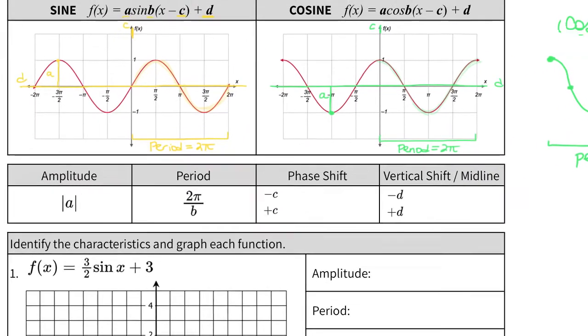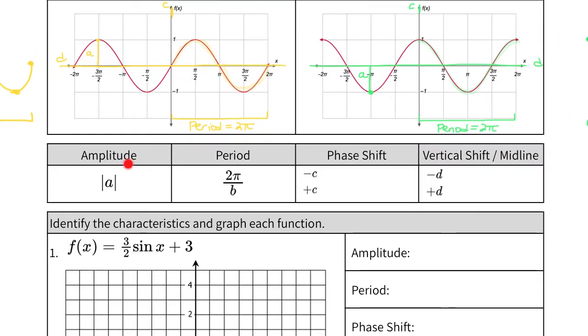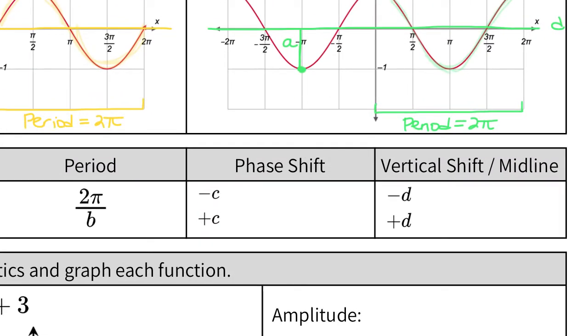So just a few reminders on those transformations. Amplitude is always the absolute value of A. Period is 2 pi divided by B. For our phase shift, if it has a minus sign, it is going to the right. If it has a plus sign, it is going to the left. For vertical shift, or the one that controls the midline, if it's minus D, it is going to move down. And if it is plus D, it is moving up.